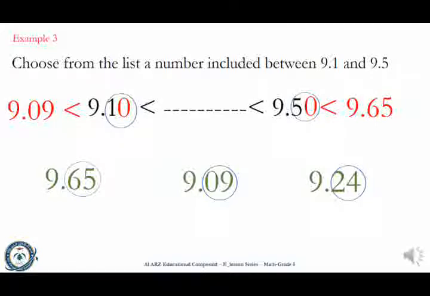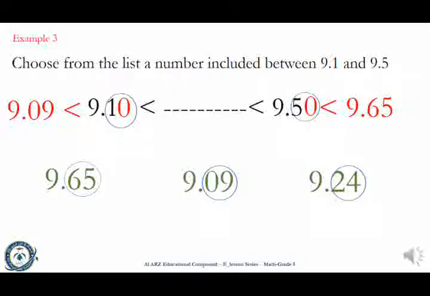Let's start with the first example, 9.65. Is this number included between 9.10 and 9.50? No. The whole part in 9.65 is 9. So we should compare the decimal parts. 65 is greater than 50. So 9.65 is greater than 9.50, not included between them.